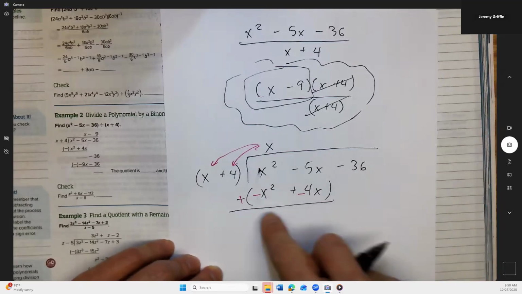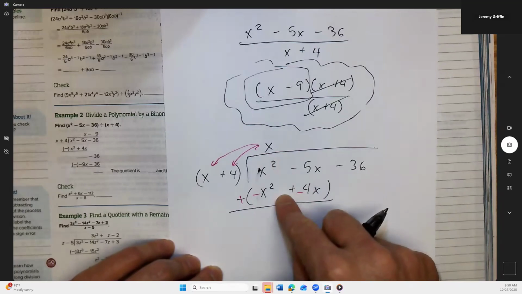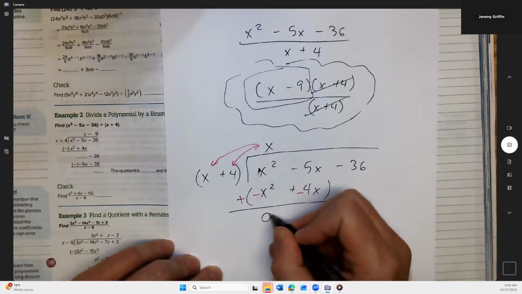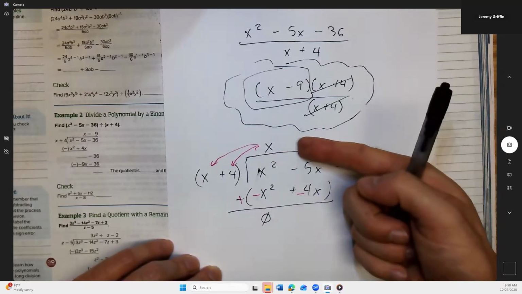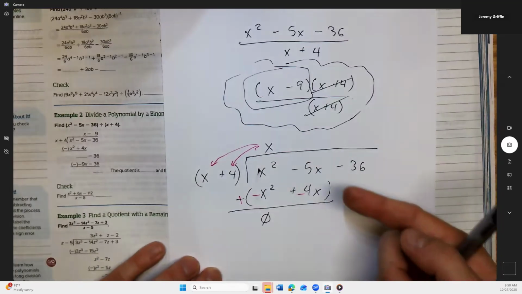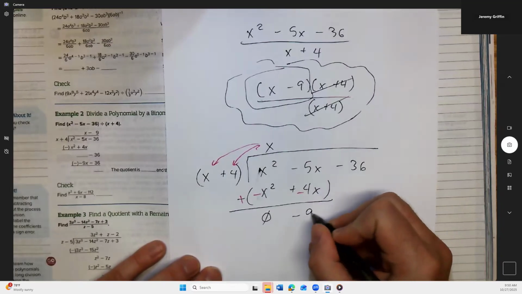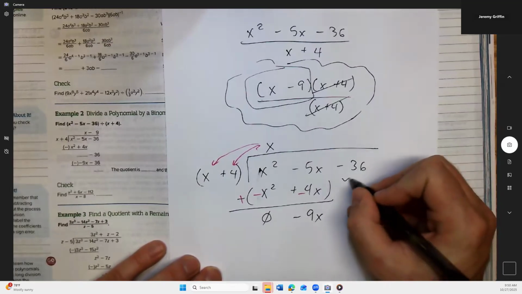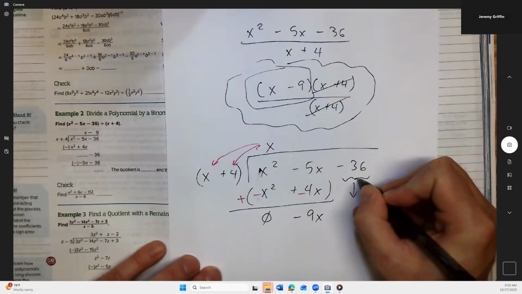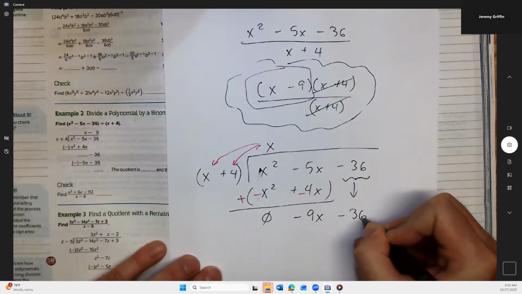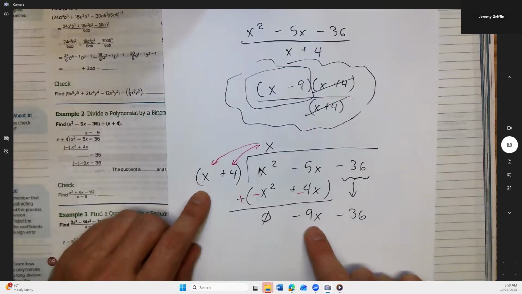Right? Now, what's x squared minus x squared? 0, which we set it up to be that way anyway. That's why I have the x up here, because that would happen. And then what's negative 5x plus negative 4x? Negative 9x. Okay? And then can you take this negative 36 and bring that down? So minus 36.